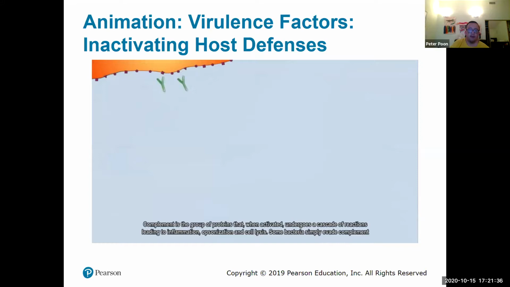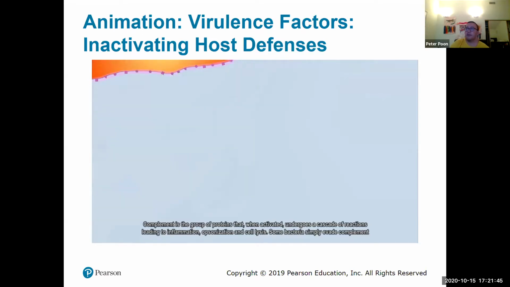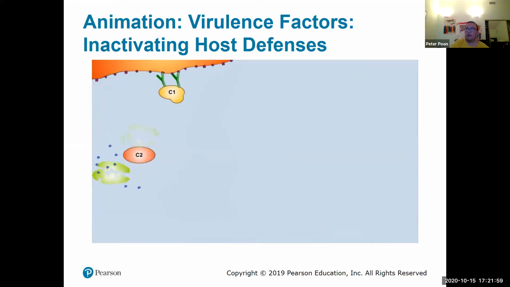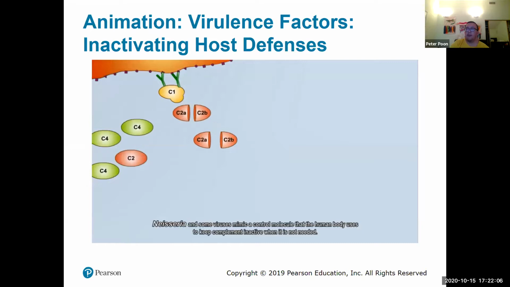Complement is the group of proteins that, when activated, undergoes a cascade of reactions leading to inflammation, opsonization, and cell lysis. Some bacteria simply evade complement by covering the complement binding sites with a capsule. Other bacteria have peptidases that destroy key complement proteins and block the cascade. Neisseria and some viruses mimic a control molecule that the human body uses to keep complement inactive when it's not needed.